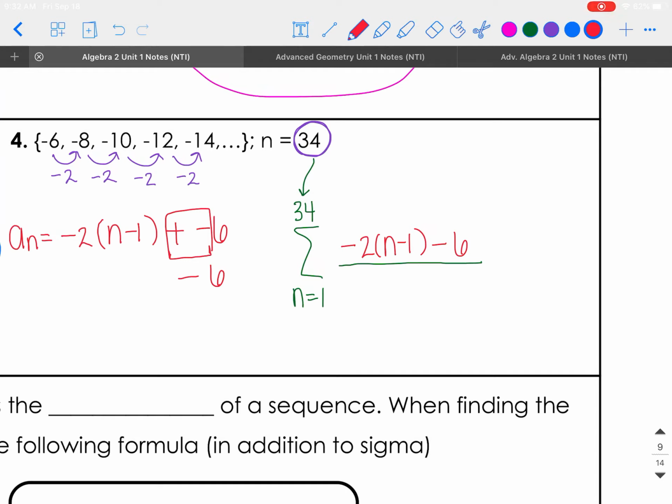All right. And now we're going to type this in the calculator. Math, 0, x equals 1 on the bottom, 34 on top. And then on the side, I'm going to type -2, parenthesis, x minus 1, parenthesis, -6. And then I'm going to hit enter. And I get -1,326.